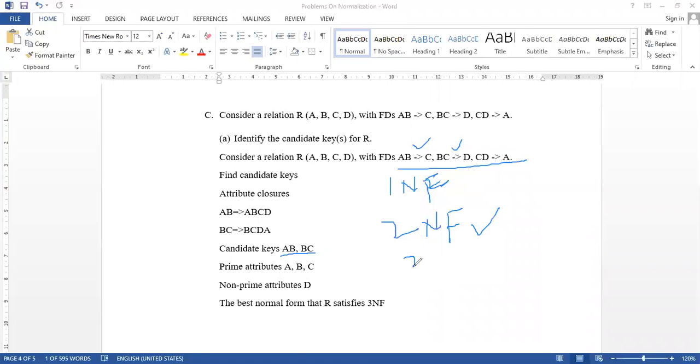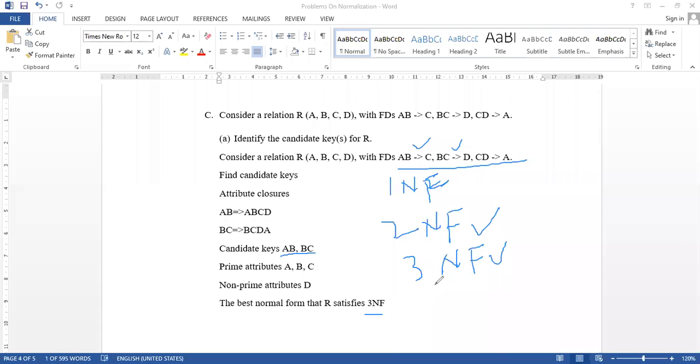Now check for 3NF, third normal form. What is the third normal form? There should be no transitive dependency. It means what? Non-key to non-key. Now AB determines C. It is valid because AB is a candidate key. BC determines D. BC is a candidate key, so it is valid. Now check here. CD determines A. So what is the transitive dependency? Non-key to non-key. CD, is it non-key? No. A, is it non-key? No. So there is no non-key to non-key. So it is in 3NF. The best normal form that R satisfies is 3NF, right?